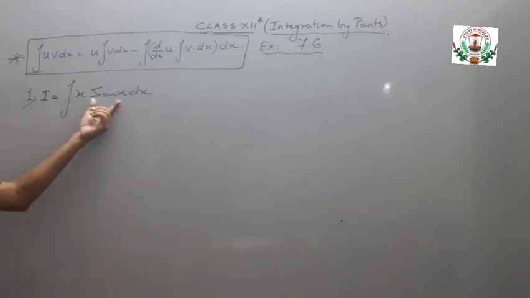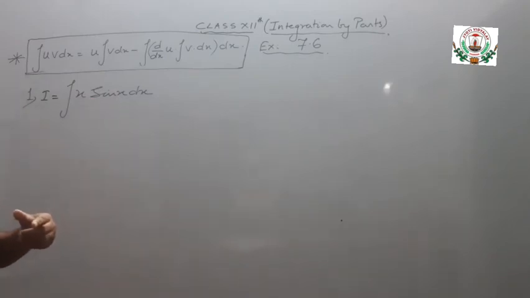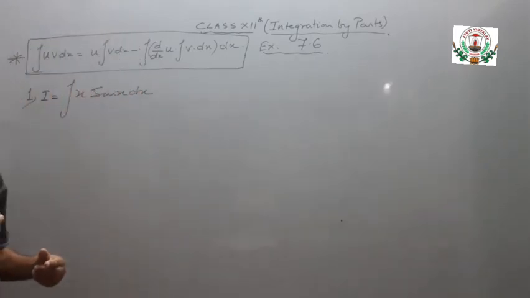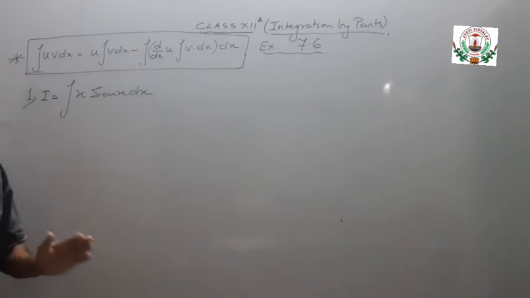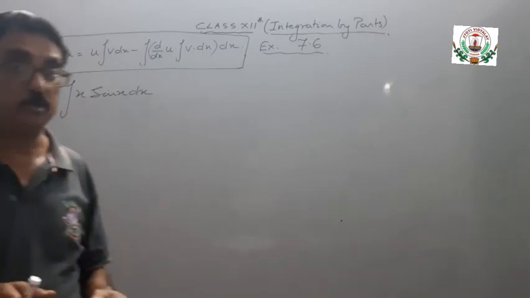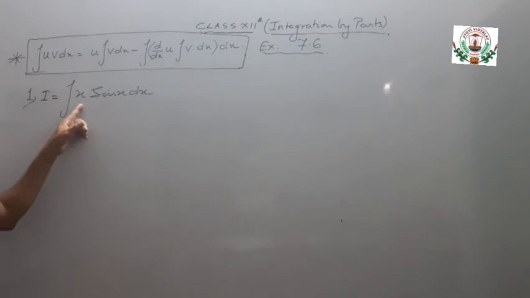If I differentiate sin x again and again, sin x, cos x, minus sin x, then the differentiation of sin x gives minus cos x, it will never become 0. But here, if I take x, d by dx of x is 1, d by dx of 1 is 0. So in this case, I have to take x as the first function.